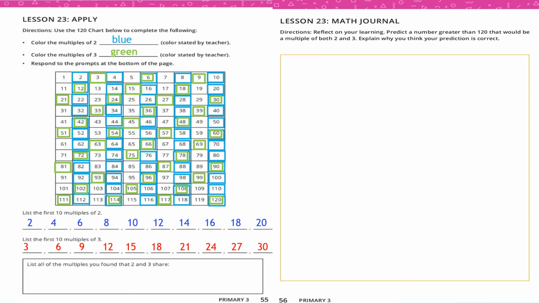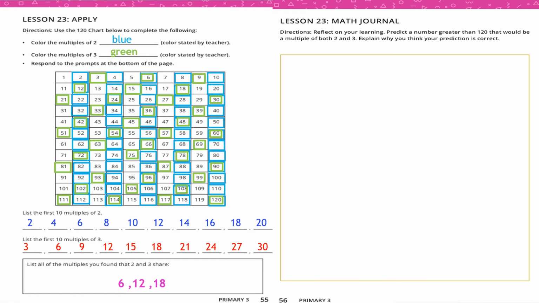Let's look at 8. Do we have 8 in multiples of 3? No. 10? No. 12? Yes, we have 12 in multiples of 2 and multiples of 3. Okay, so 6, 12, and what is the next number? 14? No. 16? No. 18? Yes, we have 18 in multiples of 2 and multiples of 3. 20? No, we can't find 20. So the multiples that 2 and 3 share together are 6, 12, 18.